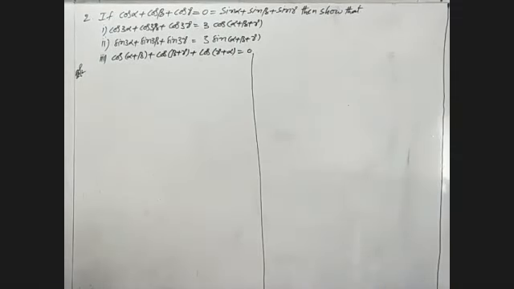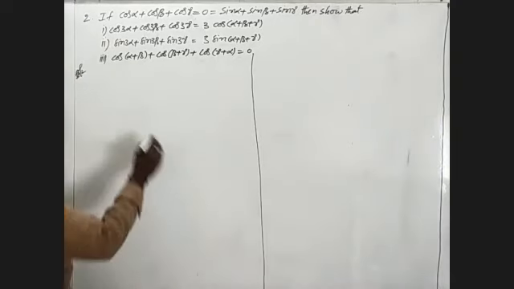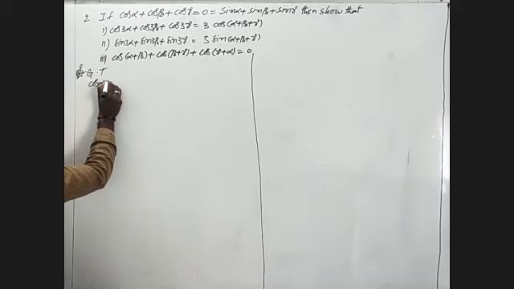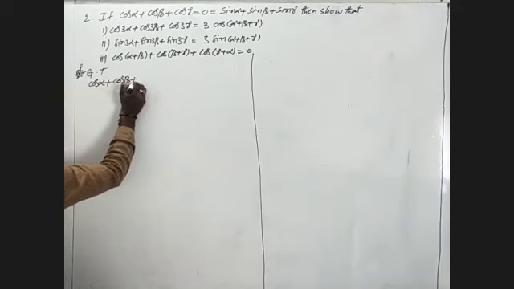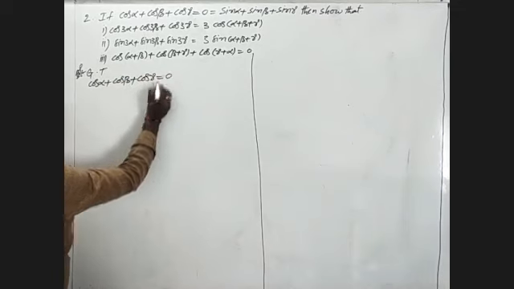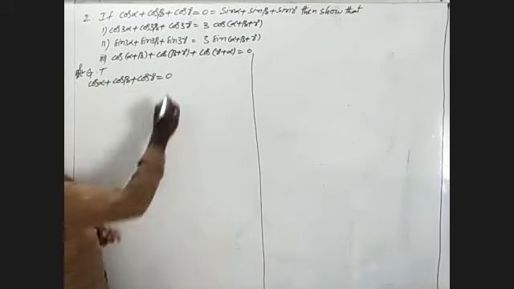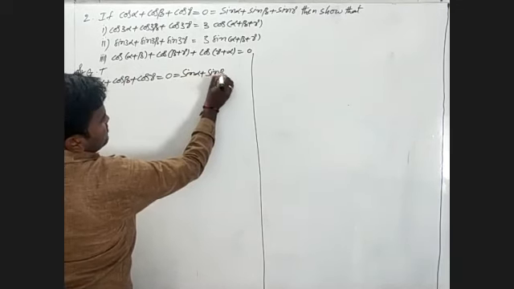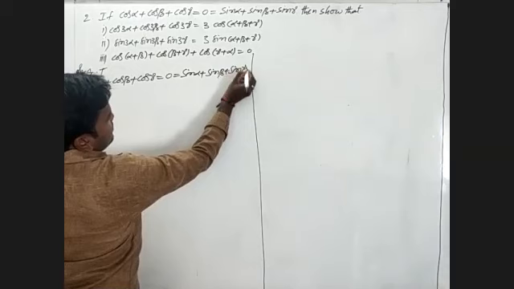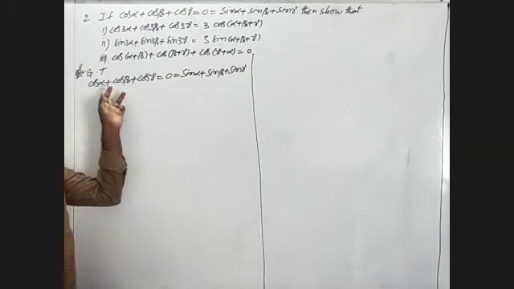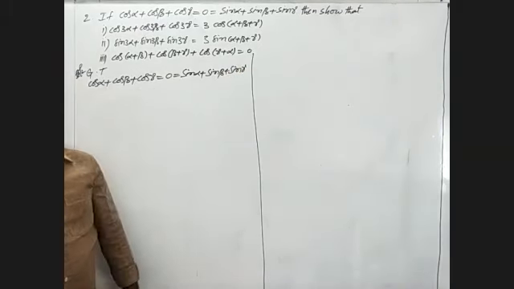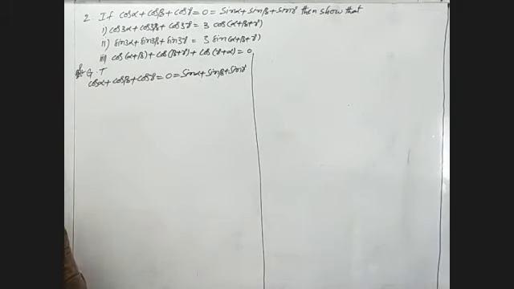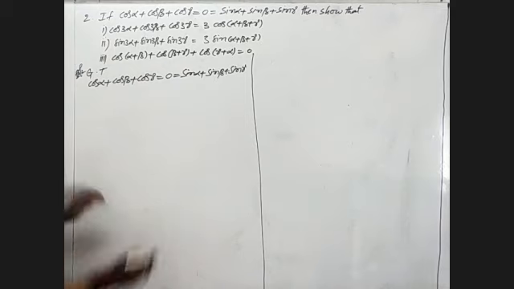Okay, we will observe in this one what is given here. Given that cos alpha plus cos beta plus cos gamma is equal to 0 is equal to sin alpha plus sin beta plus sin gamma. This is given. We will observe in this one.